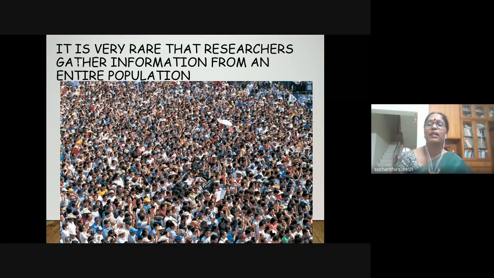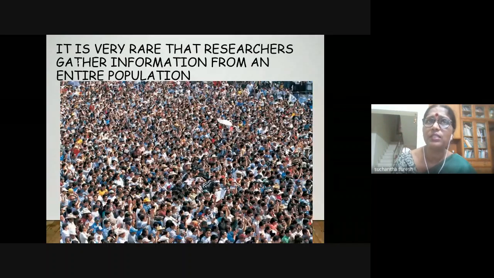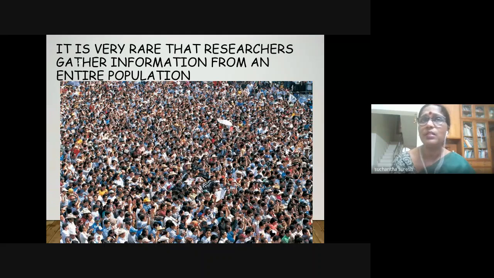See, it is very rare that researchers gather information from an entire population. And yesterday I was talking about how you define the population and then derive the sample size based on the sample size formula. So in our research, we never include the whole population. It is not possible for the researcher. If my study is on medical doctors, it's not possible to collect data from 4,000 or 5,000 doctors. So I go for a sample. My study is based on the sample.